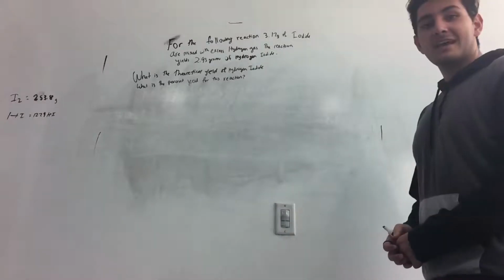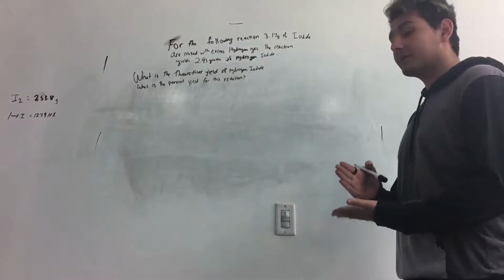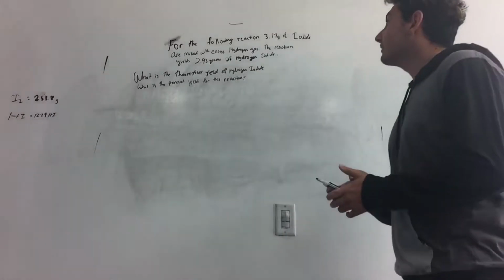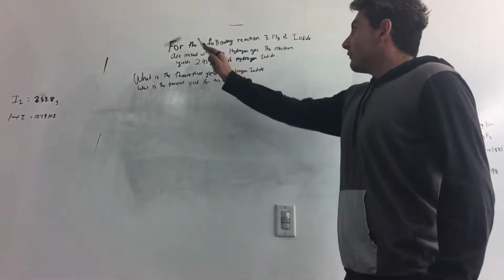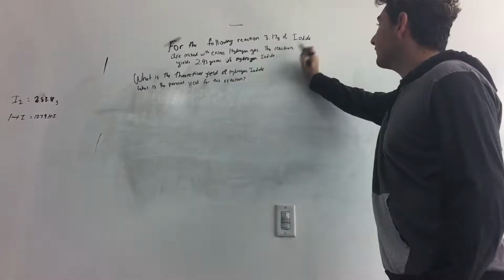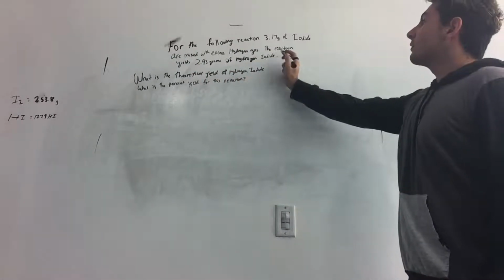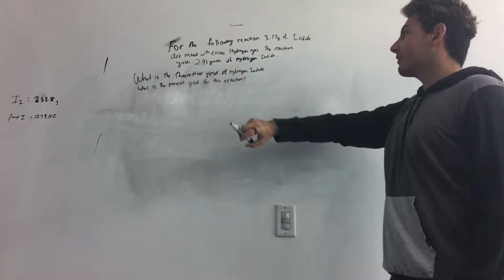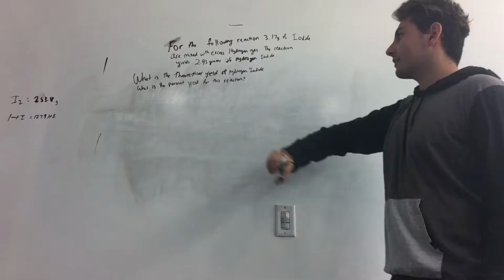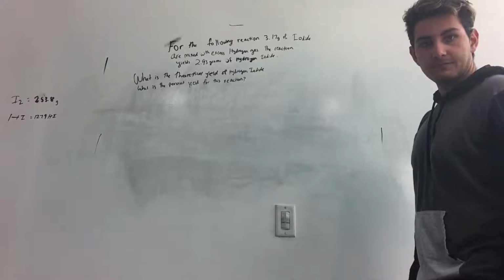Alright guys, so today I'm going to explain to you guys how to find the percent yield and the theoretical yield of a problem. So, I've written here, for the following reaction, 3.17 grams of iodide are mixed with excess hydrogen gas. The reaction yields 2.93 grams of hydrogen iodide. So the first question is, what is your theoretical yield of hydrogen iodide? And what is your percent yield for this reaction?